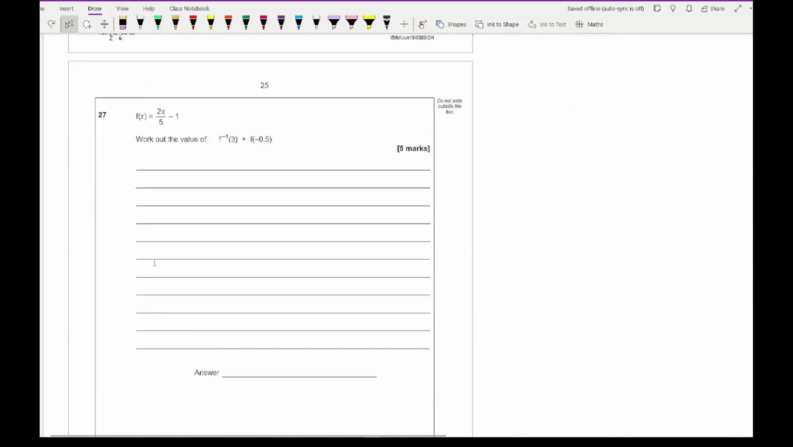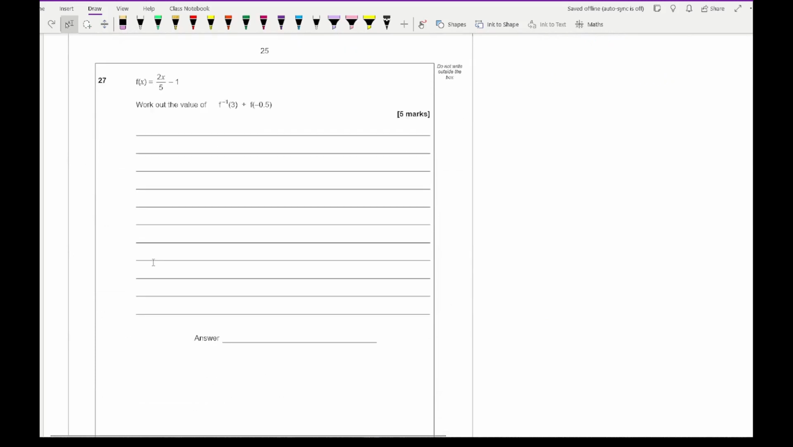Then moving on to our very last question. Question 27 involves functions. The question is asking: if f of x is 2x over 5 minus 1, work out the value of the inverse function of 3 plus f of minus 0.5. So first of all, let's work out f of minus half. For this, all I need to do is substitute x equals minus half into the function f of x. So that's 2 lots of minus 0.5 divided by 5, minus 1.